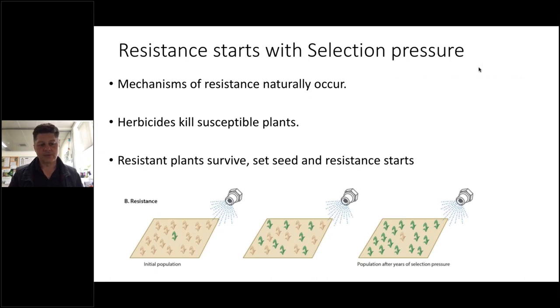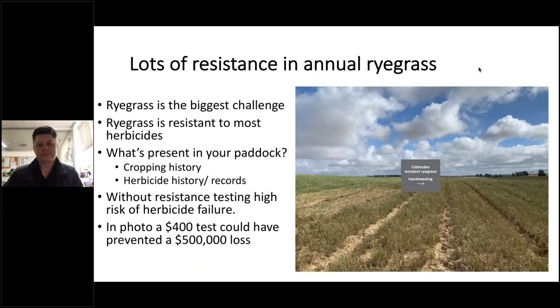So we start with a paddock, and we've got this little cartoon here shows us we've got an initial population with susceptible plants, but we've got a little green plant that's resistant. Herbicides are sprayed. If they're allowed to remain and set seed, then it dominates after a few years, and then you have a real problem. So lots of resistance in annual ryegrass. It's the number one weed in Australia by far. It's resistant to most herbicides. There are some populations which are resistant to most herbicides. The farmers are running out of choices to control that weed.